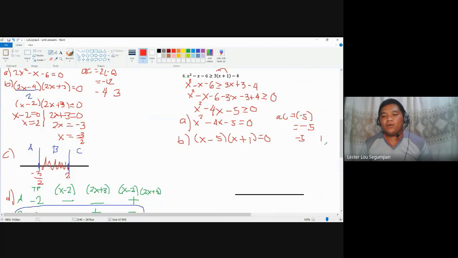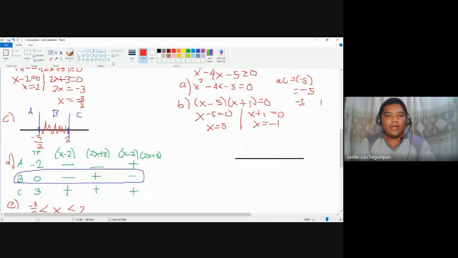Negative 5 times positive 1 is negative 5. You add them up, negative 4. The factoring is complete. And then x minus 5 equal to 0, x is equal to 5. The other side, x plus 1 equal to 0, x is equal to negative 1. These are now your roots, which will actually help us in making our regions for step C.